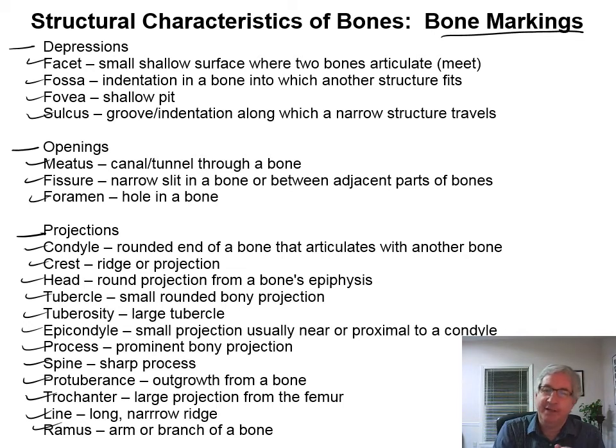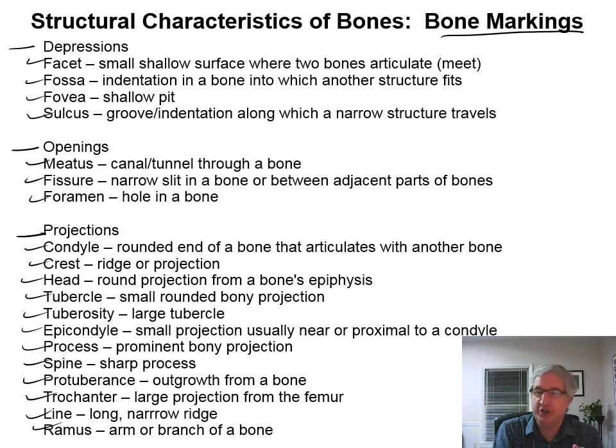Sulcus is a groove or indentation along which a narrow structure travels. Meatus is a canal or a tunnel through a bone. A fissure is a slit in a bone or between adjacent parts of bones. And then a foramen is a hole in a bone. So we're going to talk a lot about foramens.